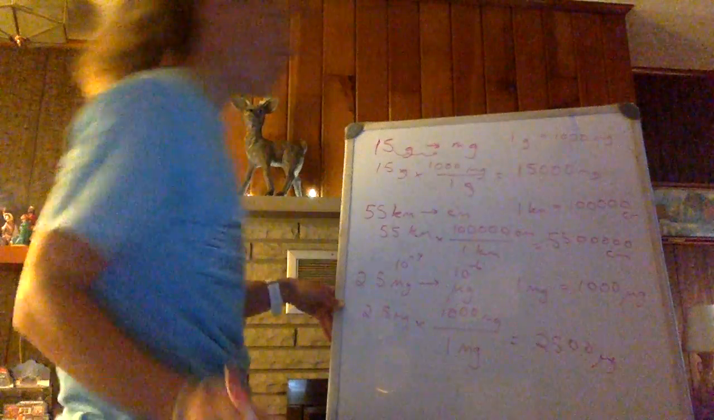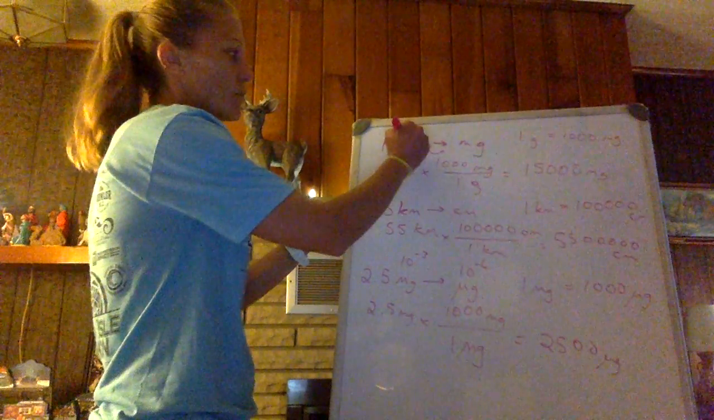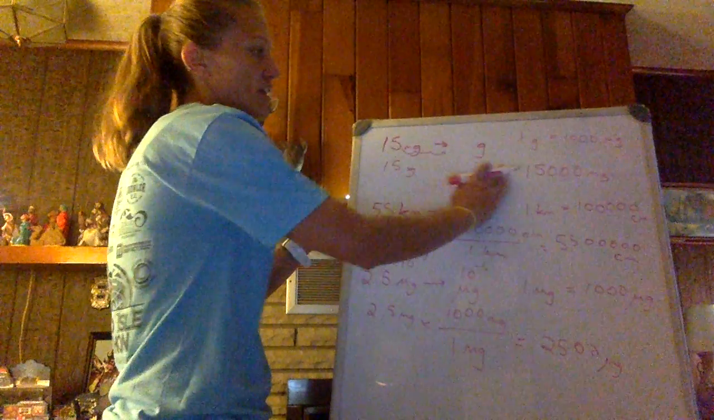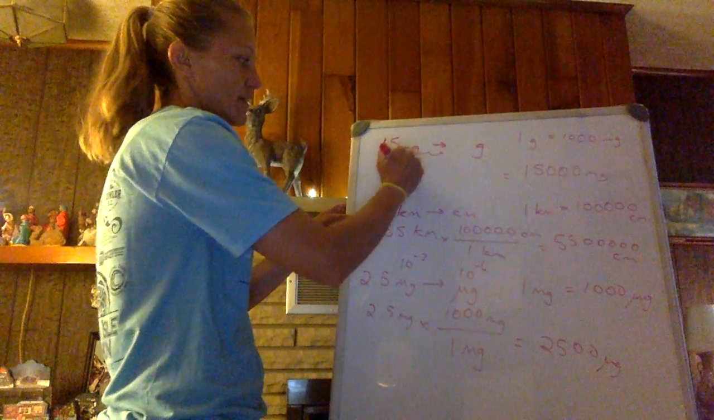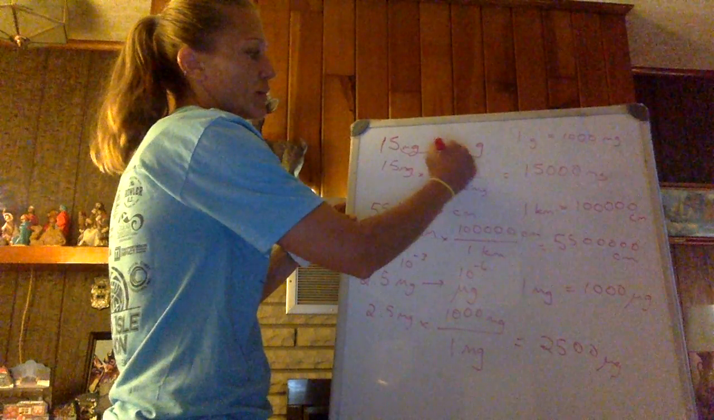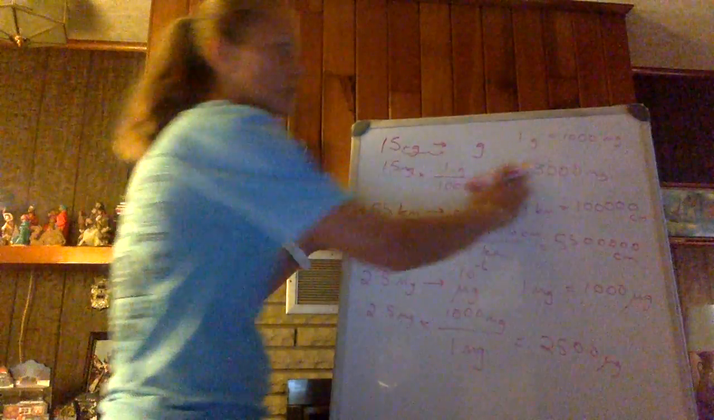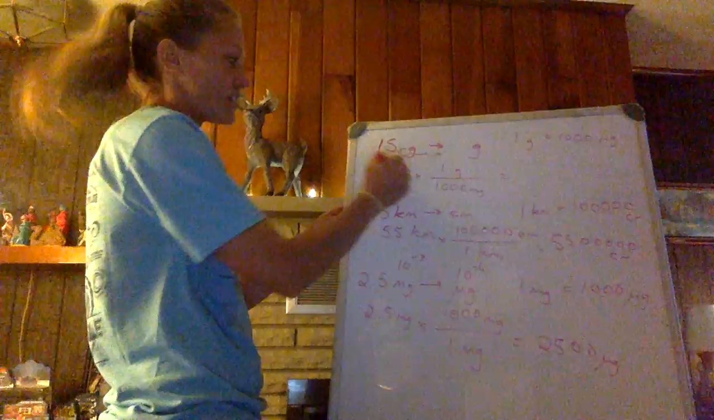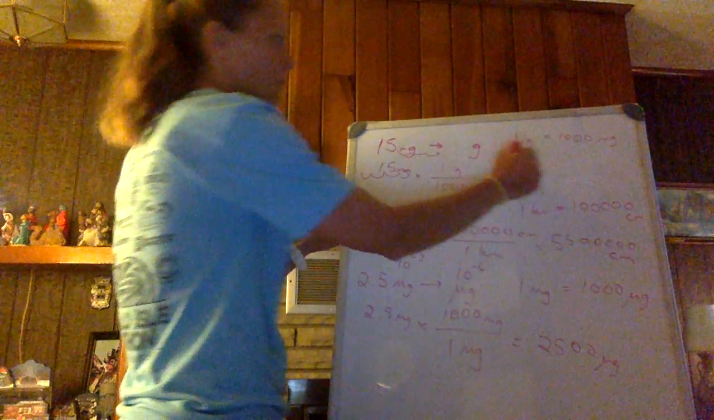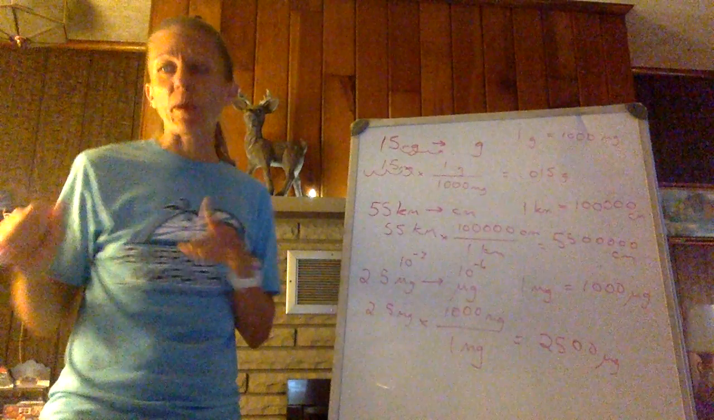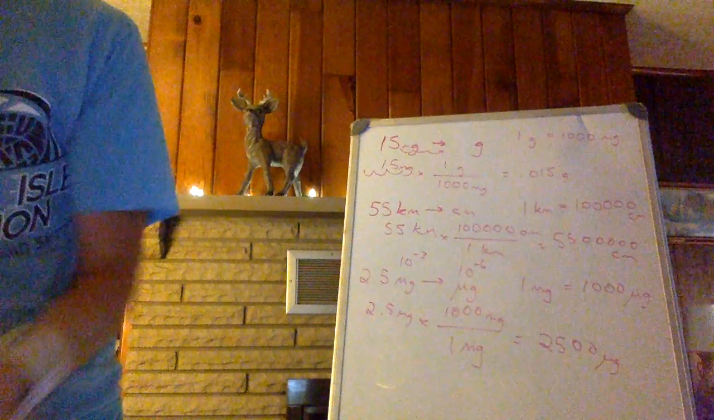Now, if I had set one up differently, say we're going from milligrams to grams, I would have this fraction flipped, with 1,000 milligrams on the bottom and 1 gram on the top, dividing then by 1,000 or moving the decimal, to get 123.015 grams. That's not in your packet. That was just an FYI.